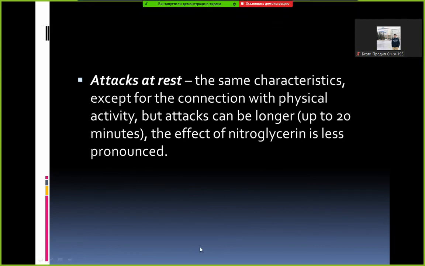Maybe attacks at rest. The same characteristic except for the connection with physical activity, but attacks can be longer, up to 20 minutes, and the effect of nitroglycerin is less pronounced.